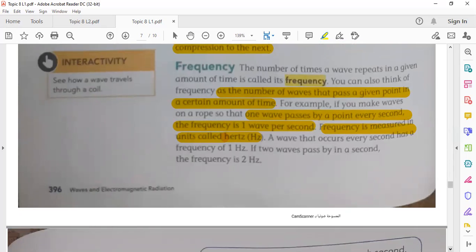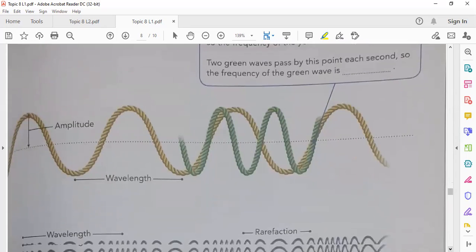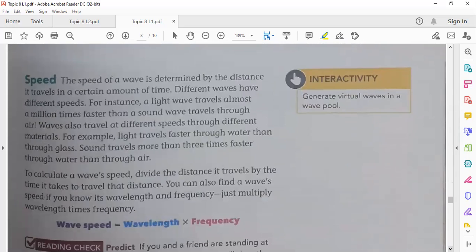Teacher, can I ask a question? Go ahead. Teacher, will you give us how to find the frequency of the wave? No. Okay.